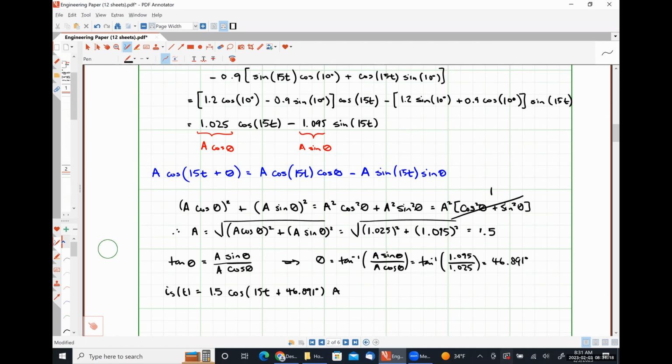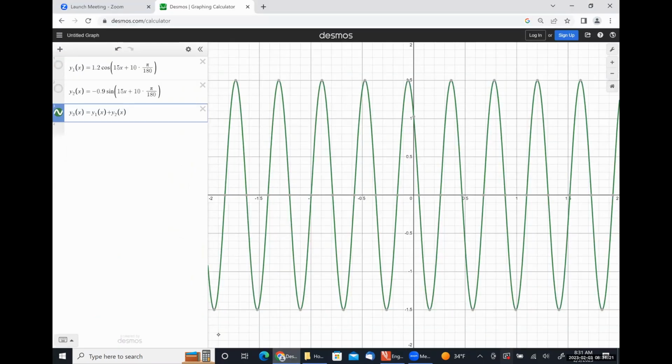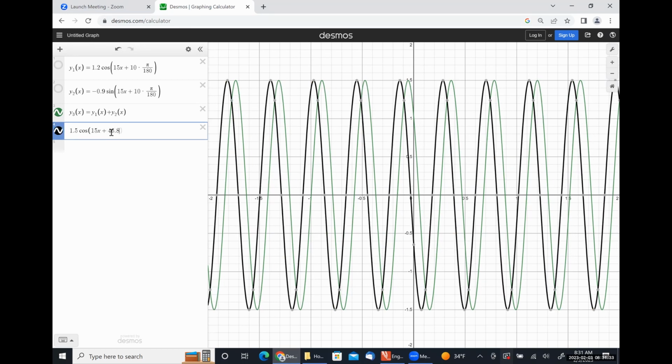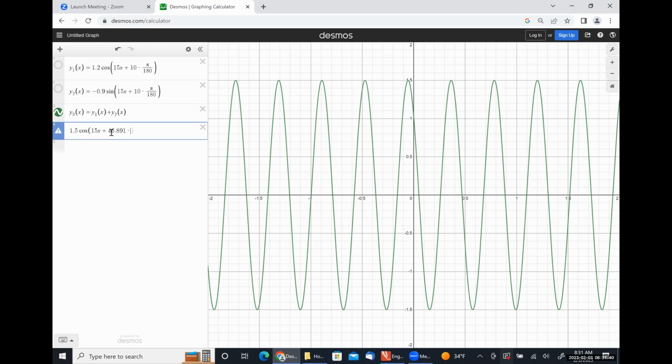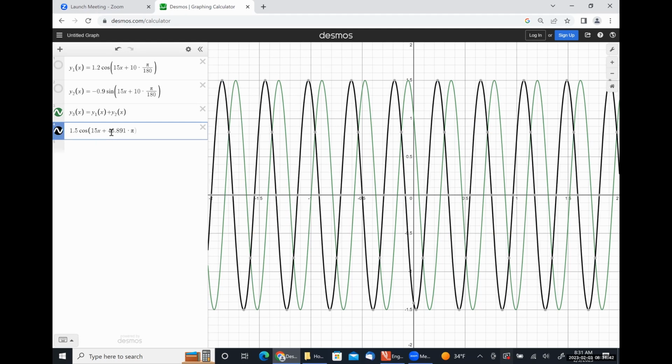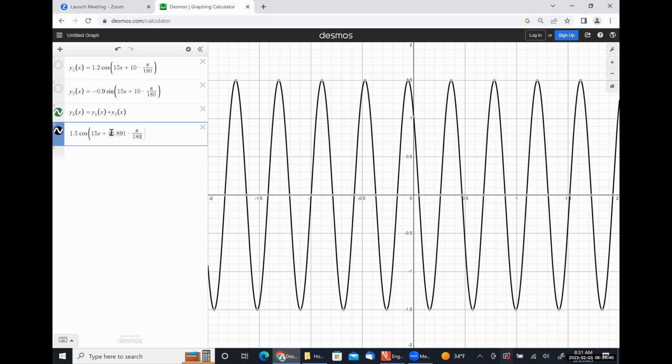So I'm just going to pop back over to Desmos, and I'm going to have a new thing here, and I'm just going to type in what we got. So 1.5 cosine 15x plus 46.891. That is in degrees, and Desmos is set to be in radians, so I'm going to multiply that by pi divided by 180 degrees. And our two signals completely overlap each other.